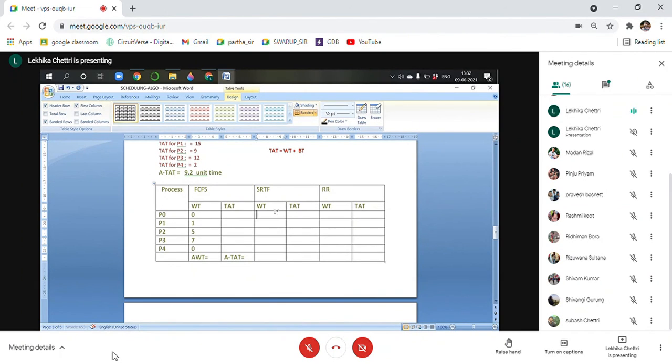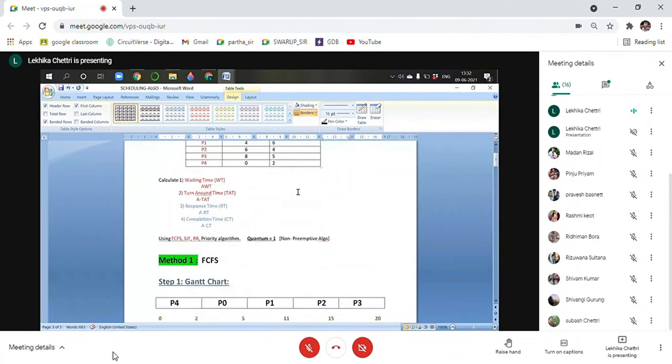For SRTF, if you go above, you'll find 0, 5, 0, 5, 0, 7, 0. For round robin, it was 5, 9, 5, 7, 0.